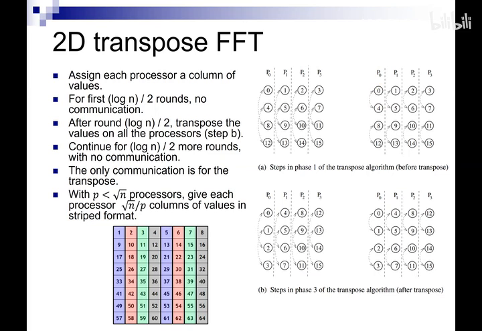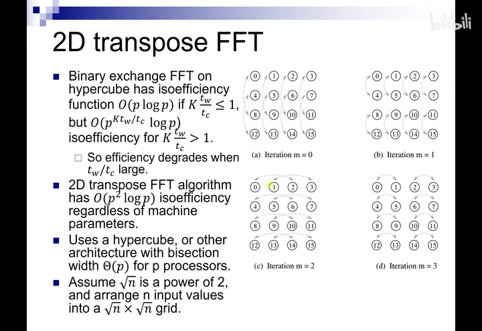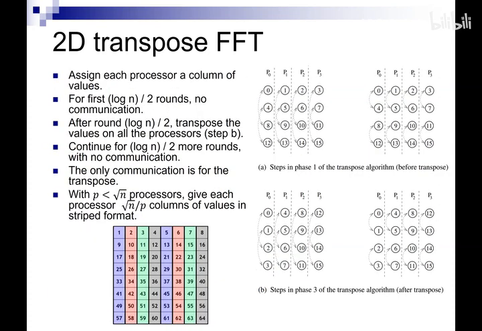Now in the third stage, previously we had butterflies on the same row, and so if we assign processors to columns, then we would have communication between different processors. However, the trick to the 2D transpose algorithm is that before we start the third stage, we're going to transpose all of the values. That means we take these columns and make them into rows, and the rows become the columns. For example, this row becomes the first column. So we're going to transpose everything.